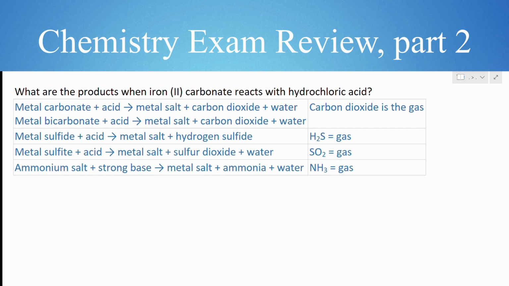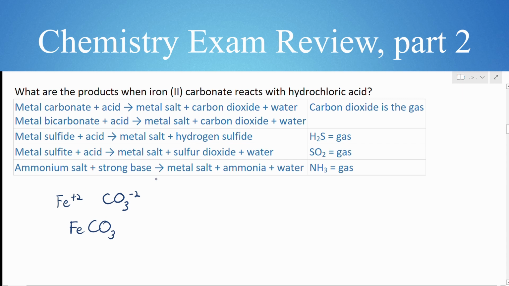What are the products when iron(II) carbonate reacts with hydrochloric acid? This is a gas-forming reaction problem, and as we see here, we're just going to use this little chart for reference. So we have iron and carbonate ion going to react with hydrochloric acid. Now when we put these two together, we want a neutral compound, so we'll just have one of each.